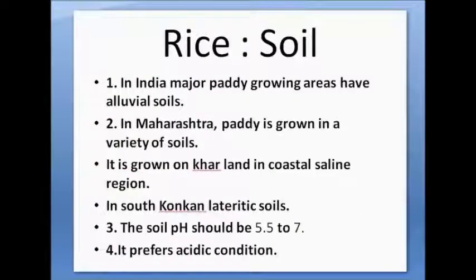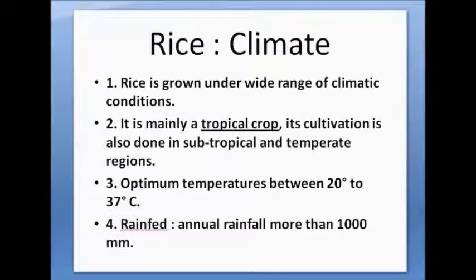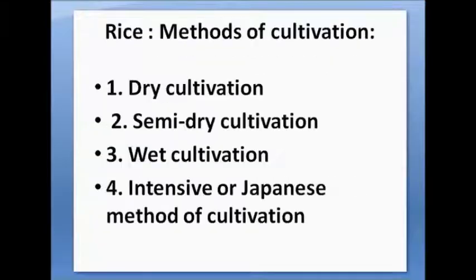Then soil: it is grown in almost all kinds of soils. It is also grown in coastal soil. The pH is very important, 5.5 to 7. Then climate: it can be grown in all kinds of climate, but tropical climate is good for its growth. Optimum temperature is 20 to 37 degrees centigrade, and rainfall should be more than 1,000 mm.